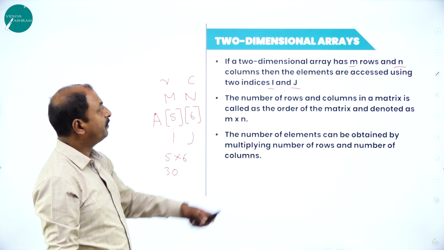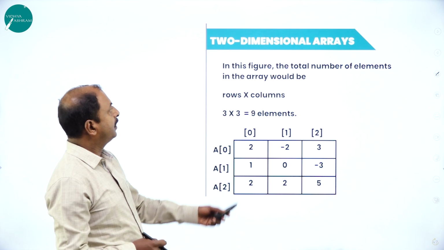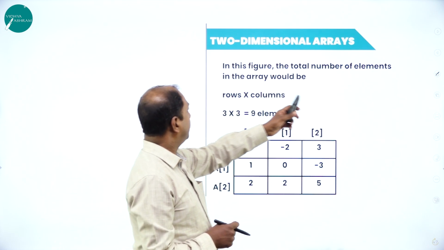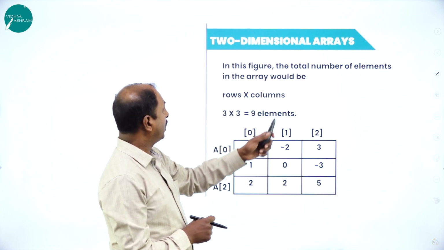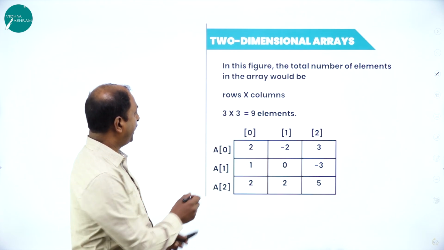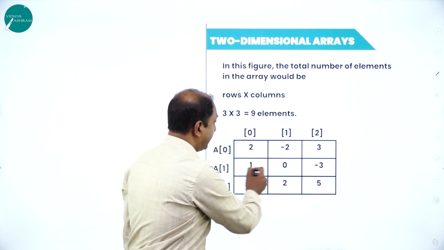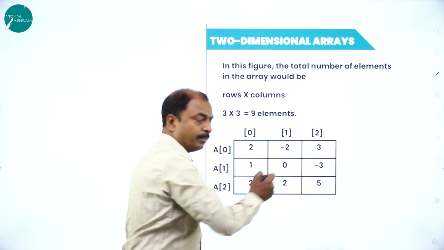So this is the definition of two-dimensional array. Now look at this example. The total number of elements in the array would be rows into columns, 3 into 3, that is equal to 9. In this example, A is name of an array, and in this example, this is one row, second row, and this is row number 3.